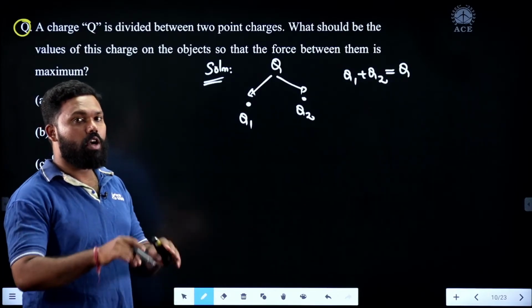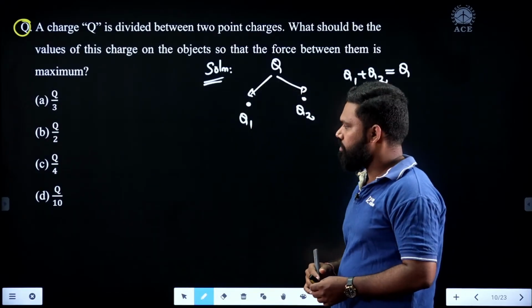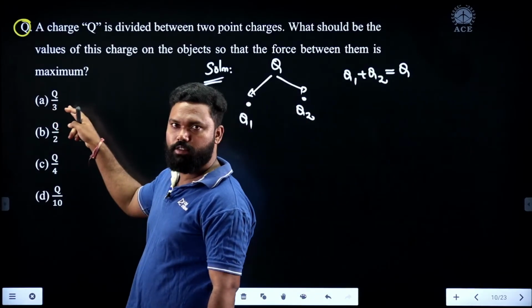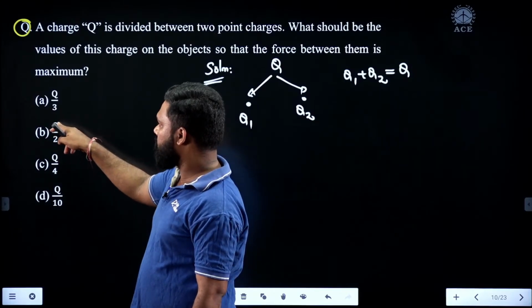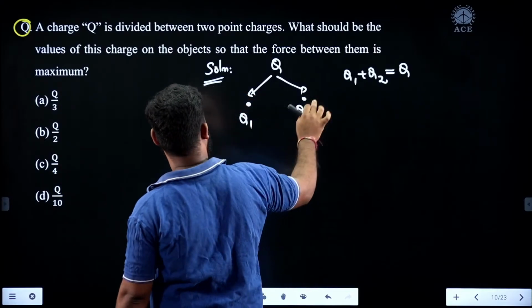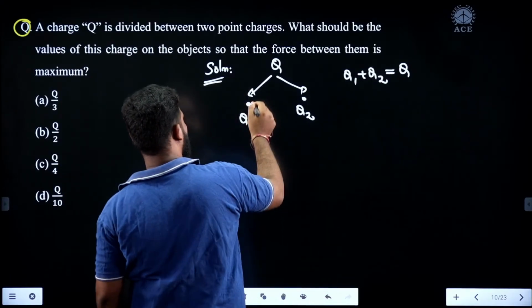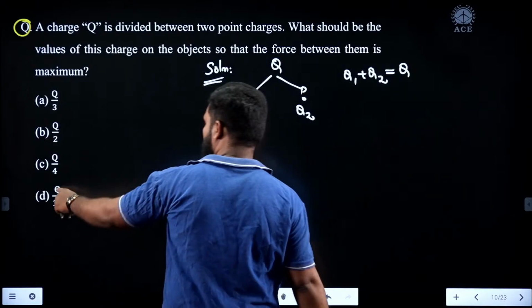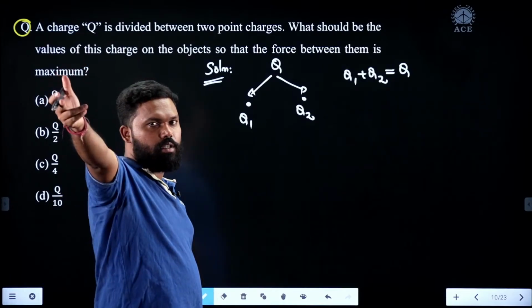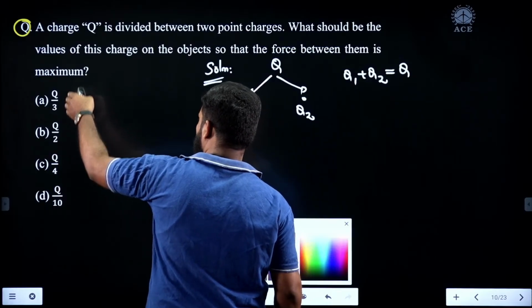So he is asking in what proportion I have to divide so that the force between those two things will be maximum. Fine. So first charge it is Q by 3, next charge will be 2Q by 3. Here first charge is Q by 2, next charge will be Q by 2. Why? Because addition of these two must be Q. This is Q by 4, so this must be 3Q by 4. This is Q by 10, this must be 9Q by 10. Because addition of two charges must be equal to total charge Q. Fine. You can answer the question from the options here.